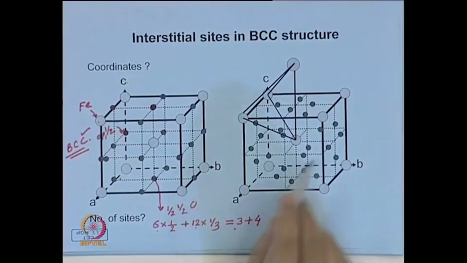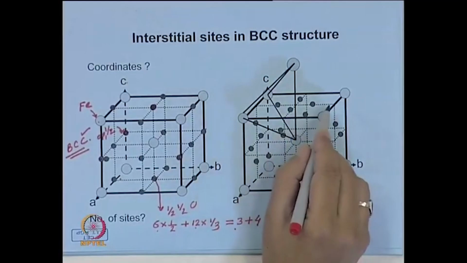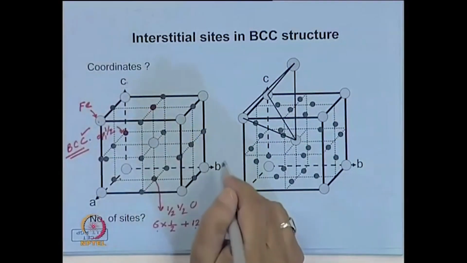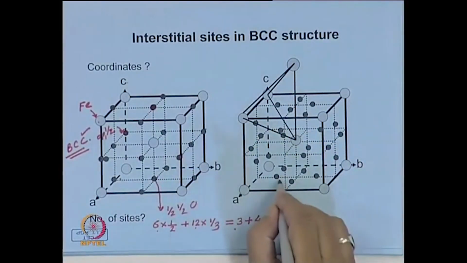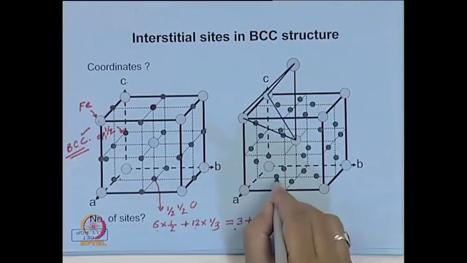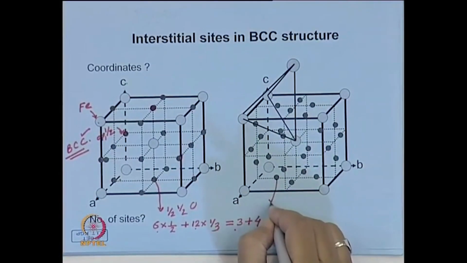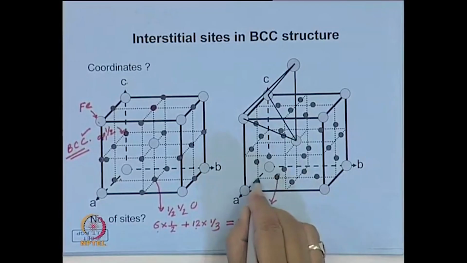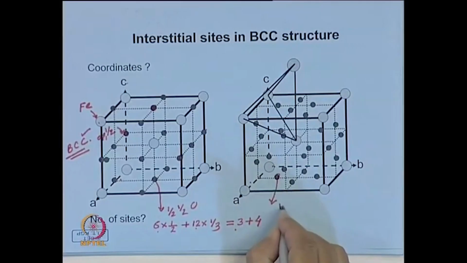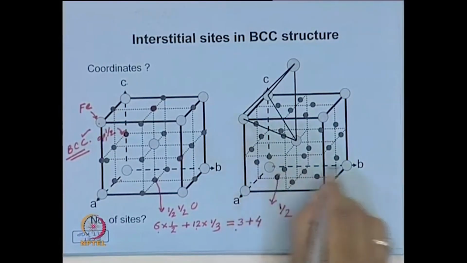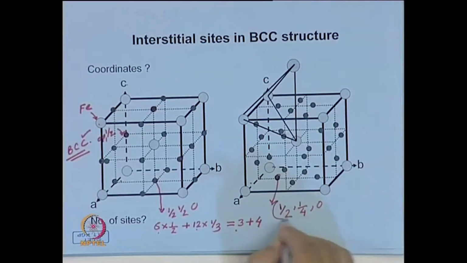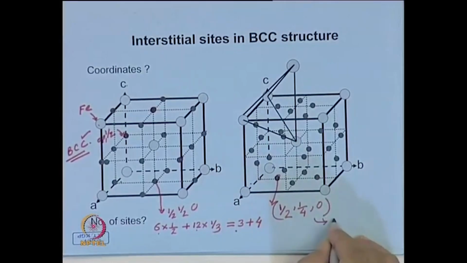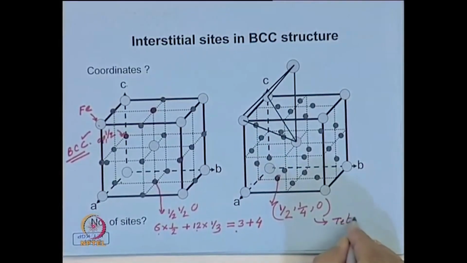Now, there is another alternative location which can accommodate an interstitial atom, which is shown over here. Say this one. So, look at this atom, whose location is half along A, 1/4 along B, 0. This site is called a tetrahedral site.